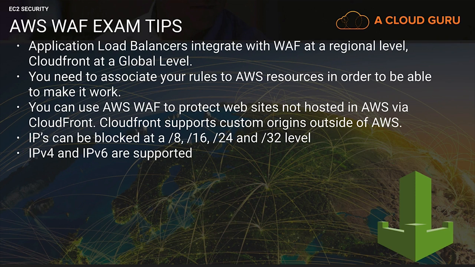You also need to associate your rules to your resources in order to make it work. It wasn't enough that we just created our rules. We had to go in and actually associate this WAF to our AWS resources. So we went in and associated it to CloudFront. We can use WAF to protect websites not hosted on AWS, and the way we do this is we use CloudFront. Remember that CloudFront supports custom origins. So instead of using that S3 bucket, we could have a web server that's hosted on Azure, for example. And by that very mechanism, we would be able to use the AWS WAF because it's integrating with CloudFront.